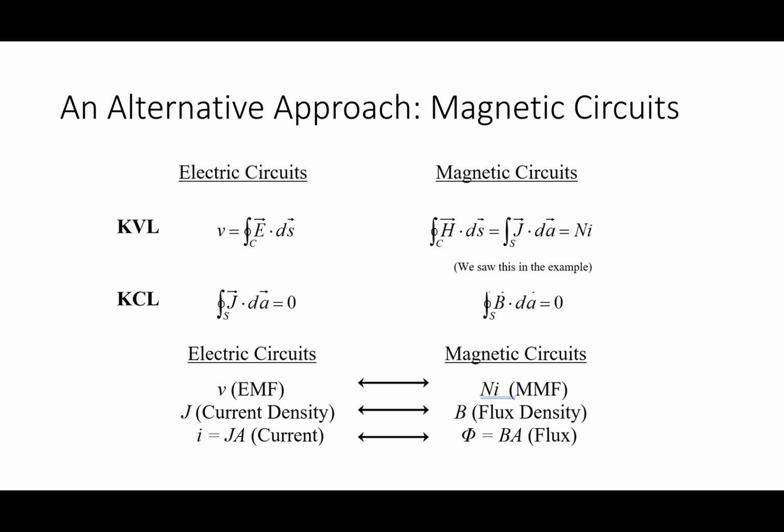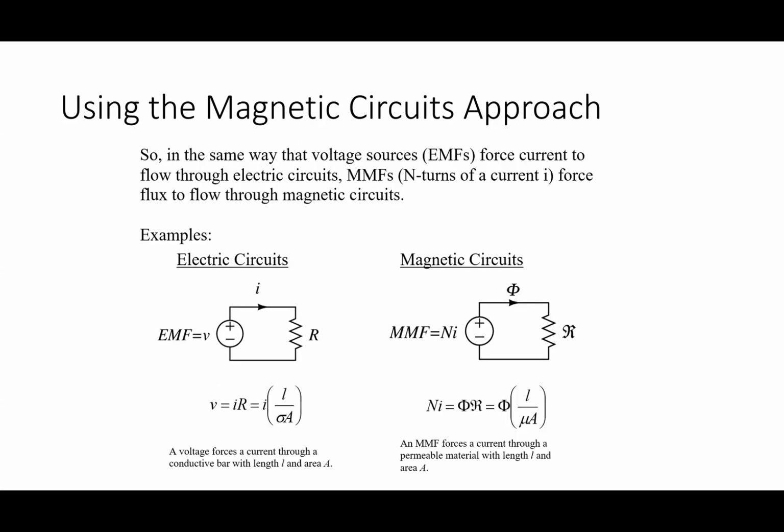Ampere's law tells me something similar. Basically, it says that the sum of the magnetomotive forces around a loop equals 0. All right, so the parallel I draw here is a voltage or an electromotive force makes a current move through a wire. In this case, a magnetomotive force makes a flux move through a magnetic material. All right, and so what we do is we draw this parallel here, right?